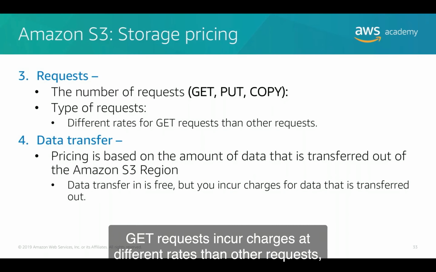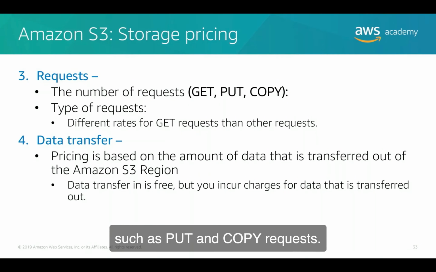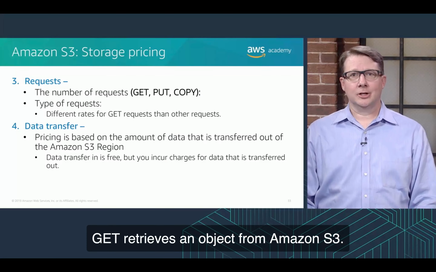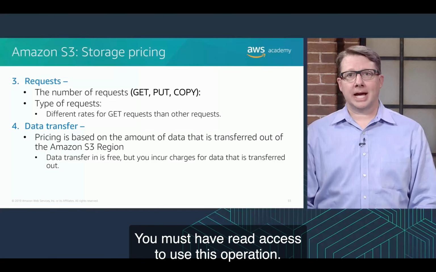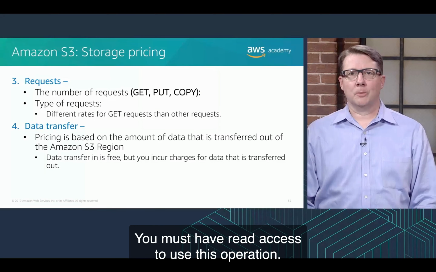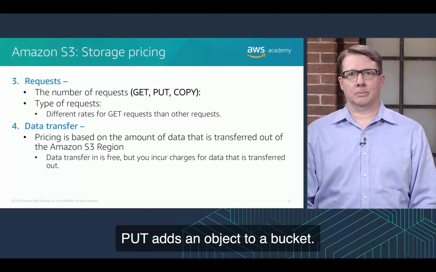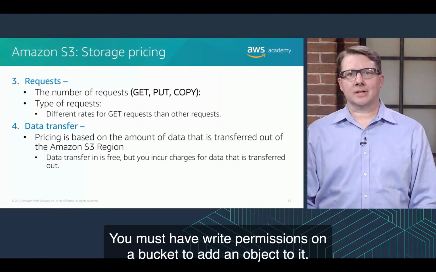GET requests incur charges at different rates than other requests, such as PUT and copy requests. GET retrieves an object from Amazon S3. You must have read access to use this operation. PUT adds an object to a bucket. You must have write permissions on a bucket to add an object to it.